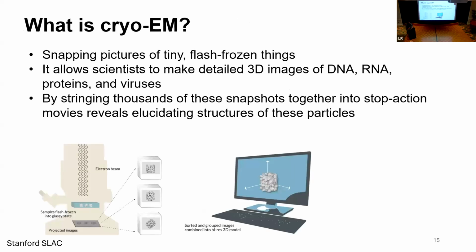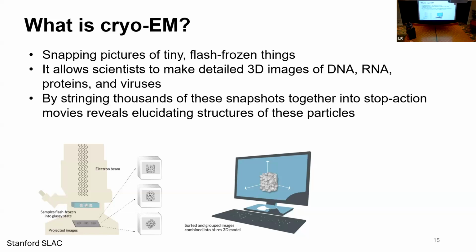Right, so here I get into what cryo-EM is, now that I've talked about how important it is and how much it's used in our field. A general way of saying it is that it is snapping pictures of flash frozen things. It allows scientists to make enlightened 3D images of DNA, RNA, proteins, and in our case, viruses. By stringing thousands of these snapshots together, we can actually reveal the structures themselves.